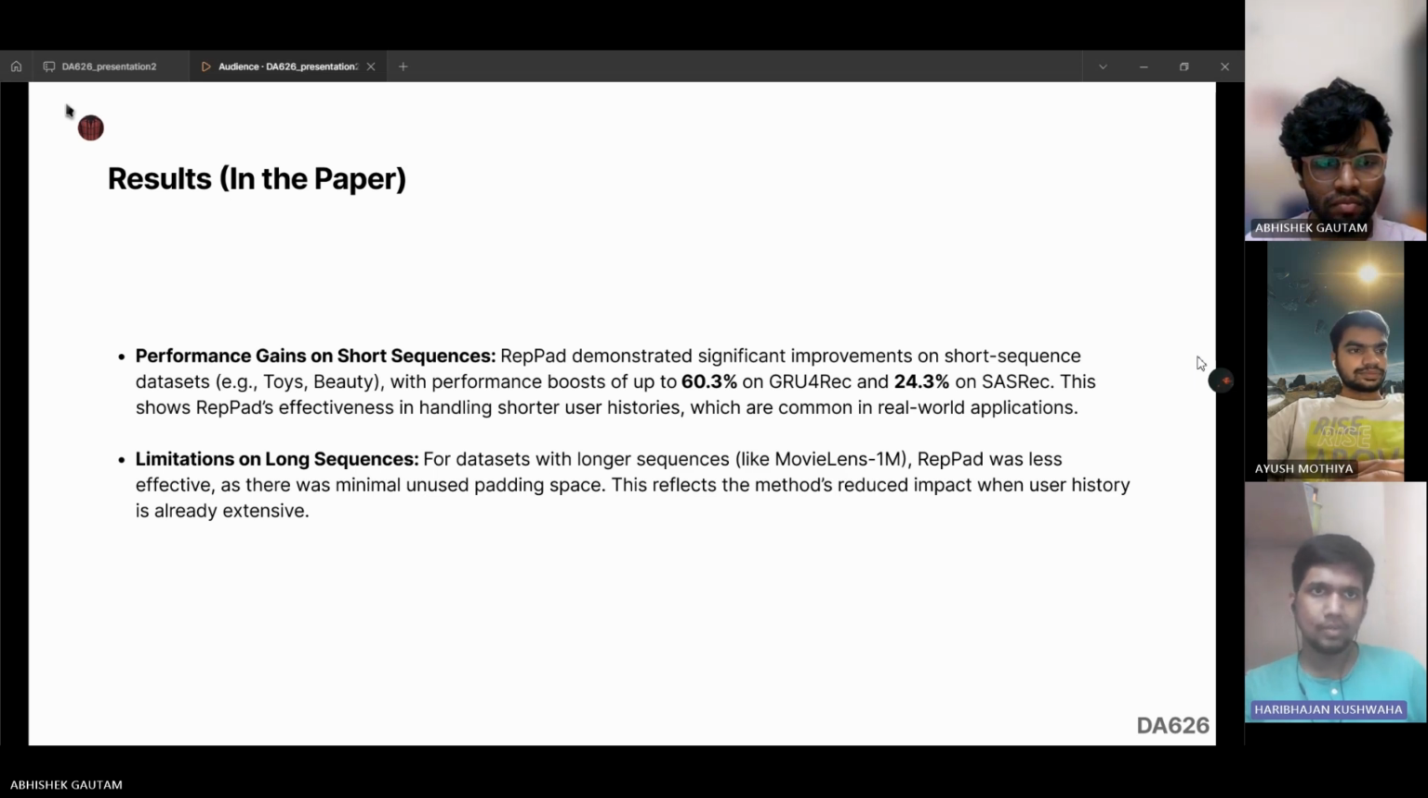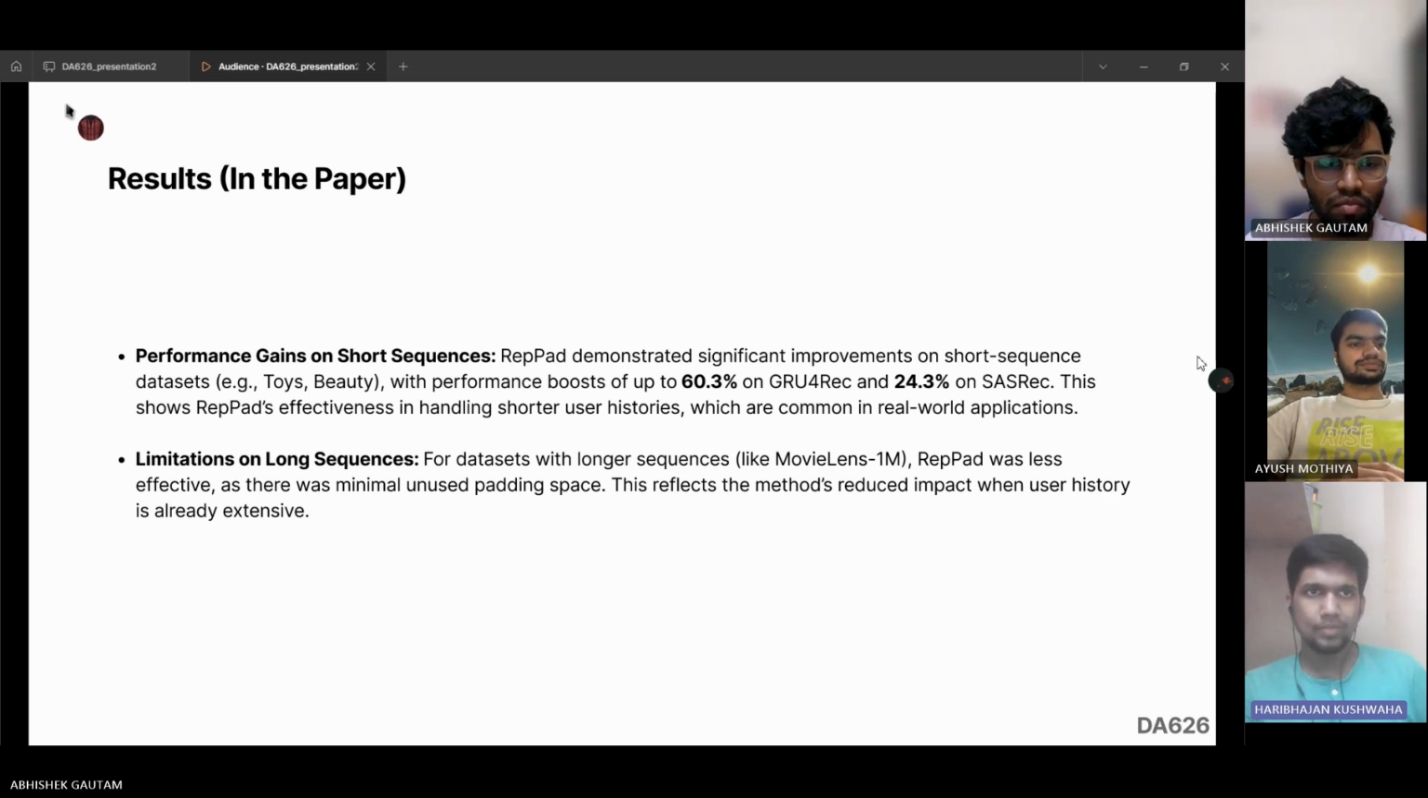These results demonstrate that RepPad is particularly effective when dealing with short user histories, which are quite common in real-world recommendation systems. In these cases, the padding space is more substantial, and by filling it with actual user interactions, we can maximize the model's learning capacity and improve its performance.